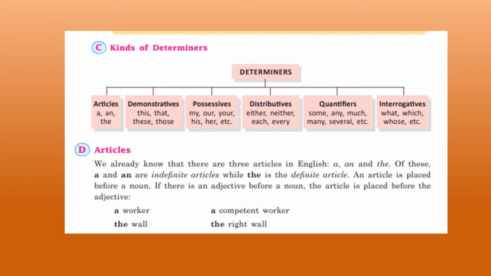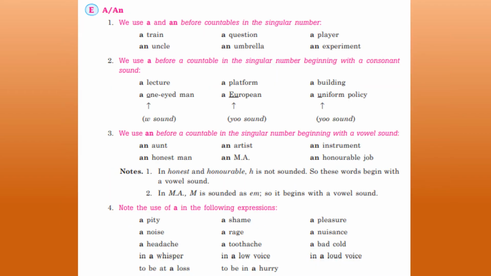like a worker, a competent worker. So what is competent here? It is an adjective. What kind of worker? Competent. So a competent worker. The wall, the right wall. Which wall? Right wall. But before that we have to put a determiner. Children, a and an, as you know, are known as articles, but they are part of determiners.